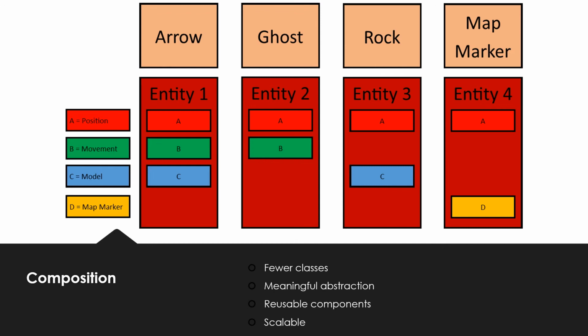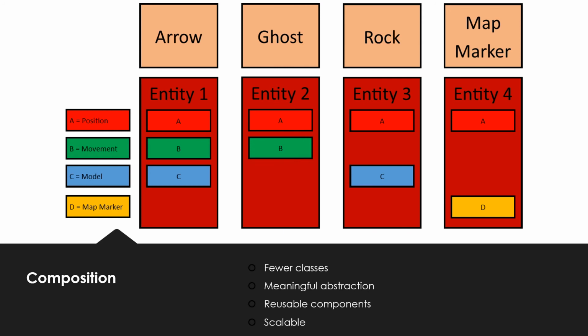This might be the solution that's implemented in the ECS pattern, whereby you have a position component, a movement component, a model component, and a map marker component. And those components are just small atomic objects that only have information associated with what they're actually representing. And so, the arrow has a position, it has a movement, and has a model. The ghost moves, and it has a position. The rock has a model and a position. And the map marker has its special map marker component and a position.